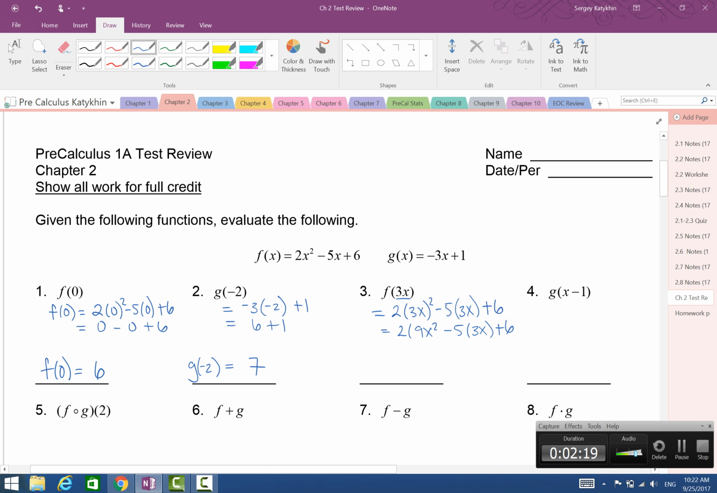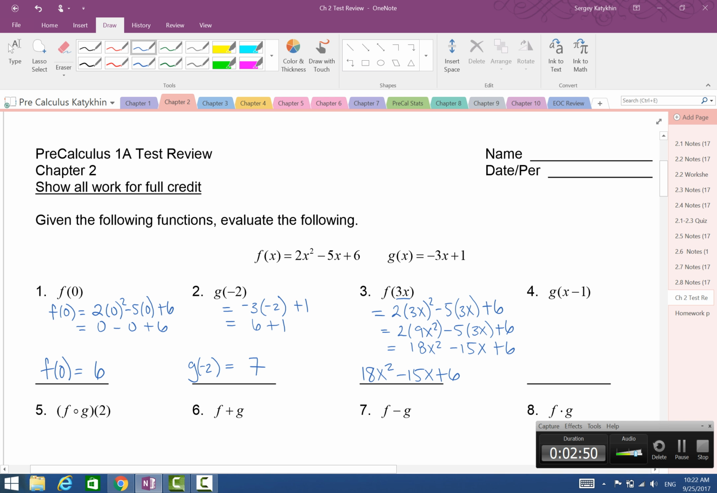Followed by that we can actually multiply, so we'll get 18x squared minus 15x plus 6. And since I can't combine any like terms or put any terms together, I'll just leave my answer as 18x squared minus 15x plus 6.